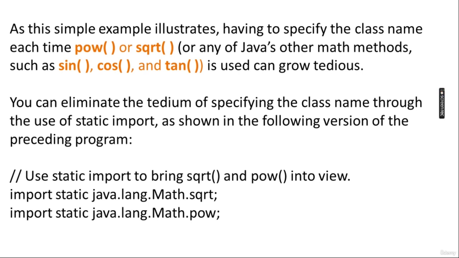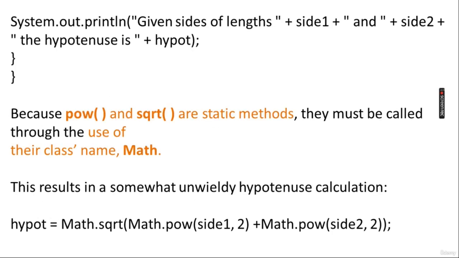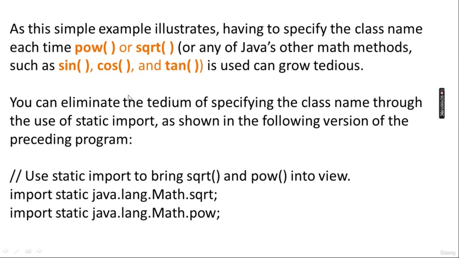So every time you use power and square root, you have to specify the class name, Math: Math.pow, Math.sqrt. The same applies when you are implementing sine, cos, and tan. You can eliminate the tedium of specifying the class name with the use of static import, as shown in the following version of the preceding program.